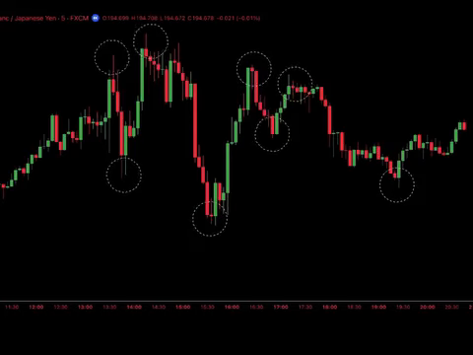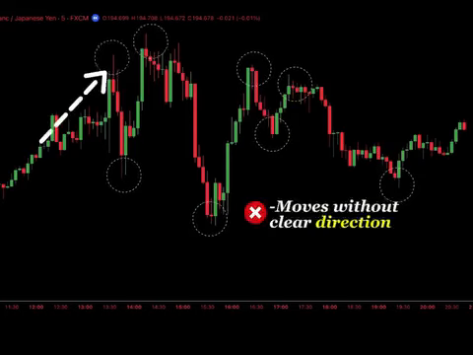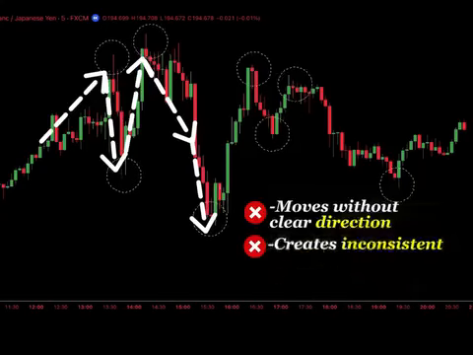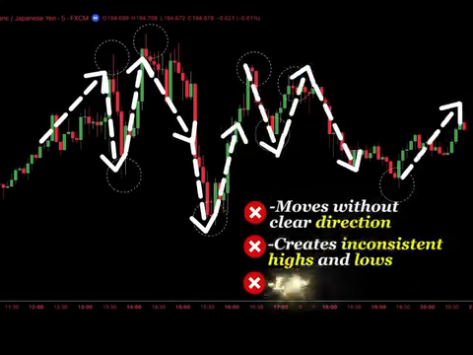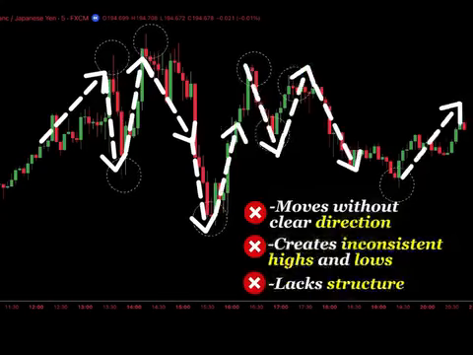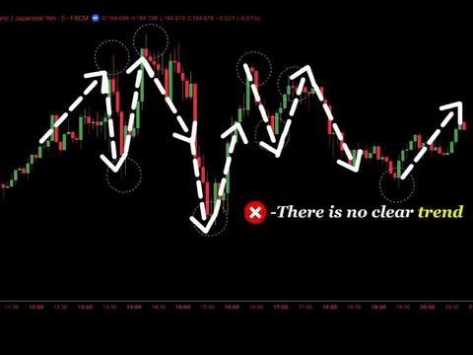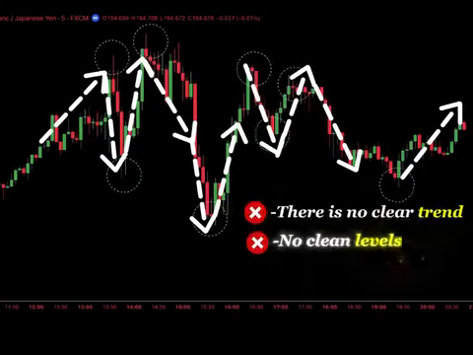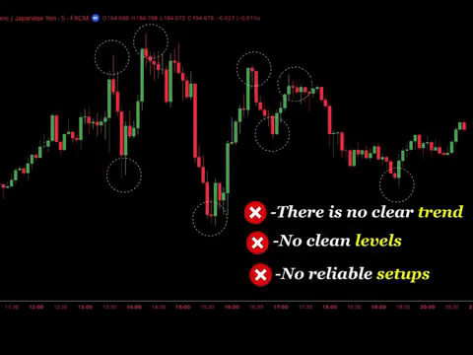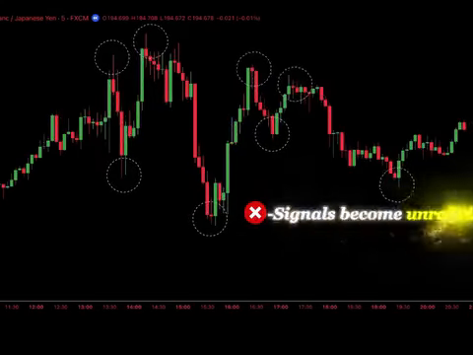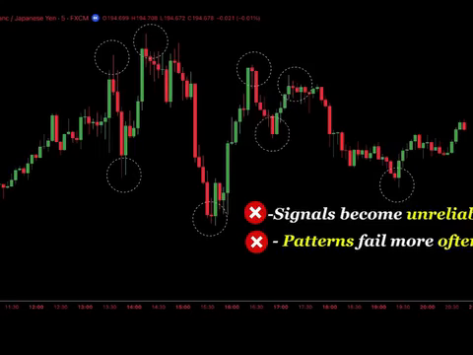A choppy market is when price moves without clear direction, creates inconsistent highs and lows, lacks structure. In this type of market, there is no clear control from buyers or sellers, and the market actually spends a significant amount of time in these conditions. This is where most traders lose money, because there is no clear trend, no clean levels, no reliable setups. Signals become unreliable. Patterns fail more often.